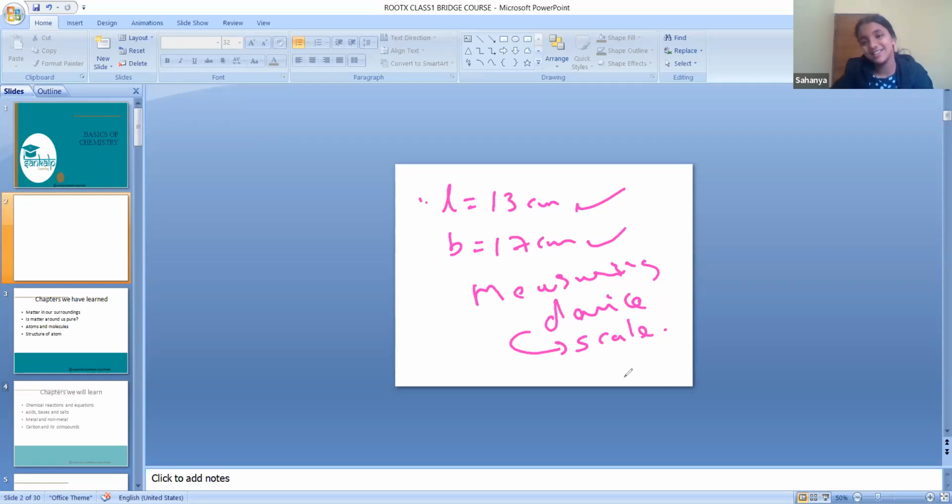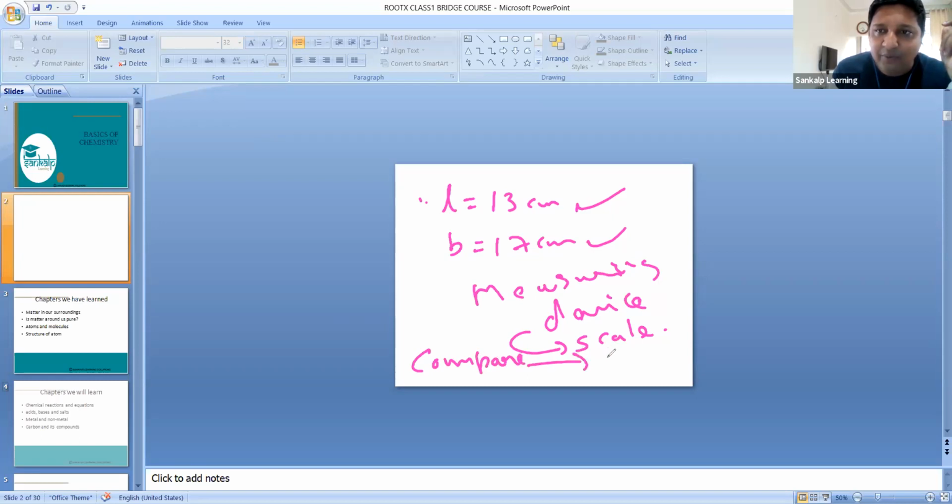What you are trying to do is compare two things. One is your hand. You know the measurement of your hand, so that you can compare it with the sheet or the book. Since you had a scale, it was very easy for you to measure the length and breadth. So you already had a measuring device.